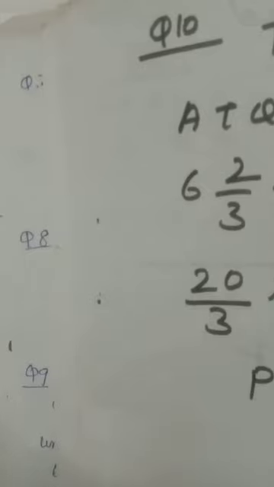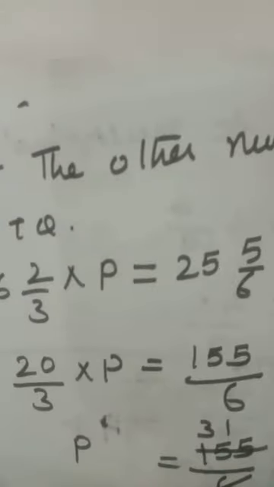10th question. The product of two fractions is 25 and 5/6. If one of the fractions is 6 and 2/3, find the other. Two fraction product is 25 and 5/6. One fraction is 6 and 2/3. Then find the other. Suppose the other fraction be which one?